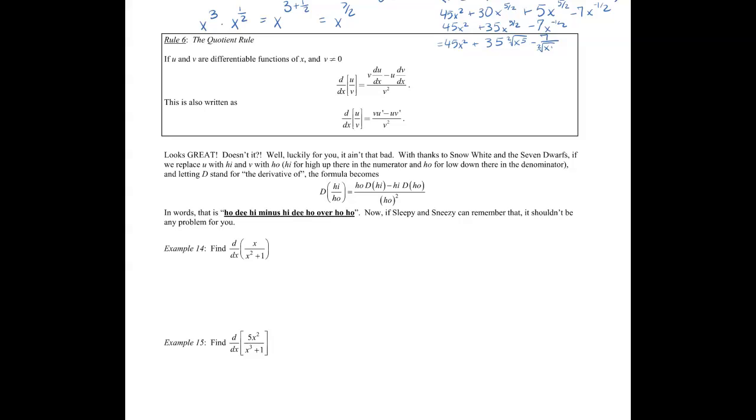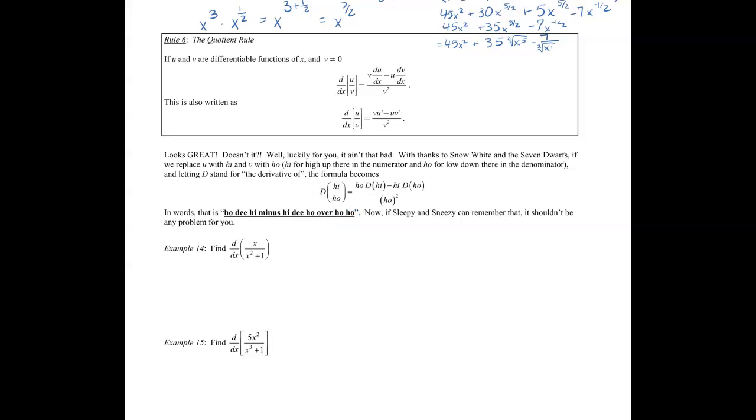So I end up saying "low d high and high d low" and all of that kind of deal. If we replace u with high and v with ho, then high is for high up there in the numerator and ho is for down low. I usually end up replacing ho with low because, let's be honest, it sounds bad. In the denominator, let d stand for the derivative of. So low d high minus high d low all over low low. That's what I end up saying, just because the other sounds bad in today's age.